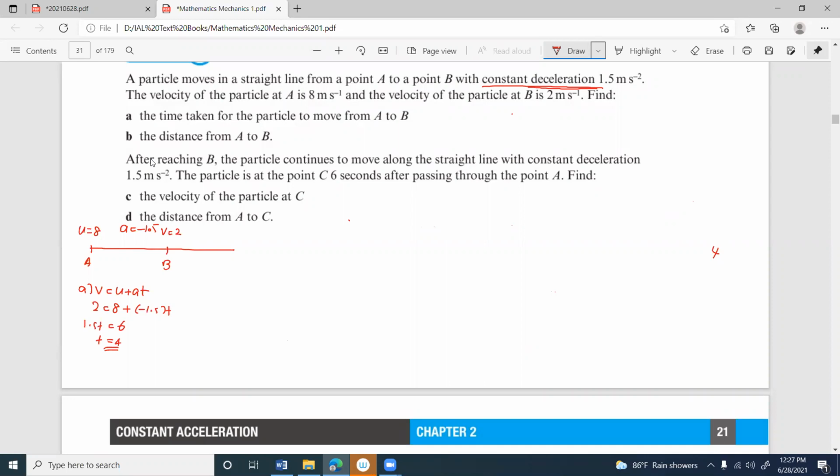Then the distance from A to B. Now we know the acceleration as well.